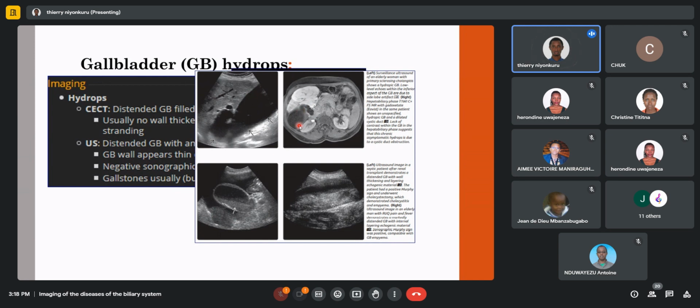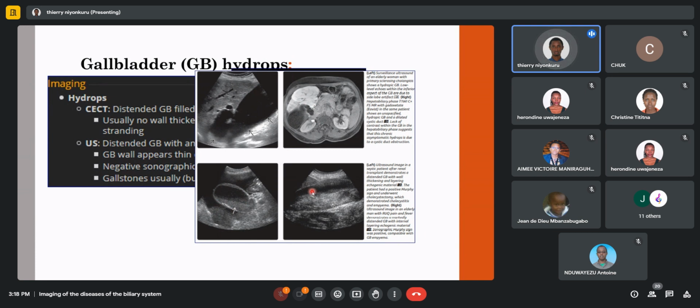On this ultrasound image, this was a patient who underwent renal transplant, and he developed this distended gallbladder, but there is a mild wall thickening, which you can see here superiorly, with this deposited echogenic material. This patient was having a positive Murphy sign, which is usually not characteristic of gallbladder hydrops.